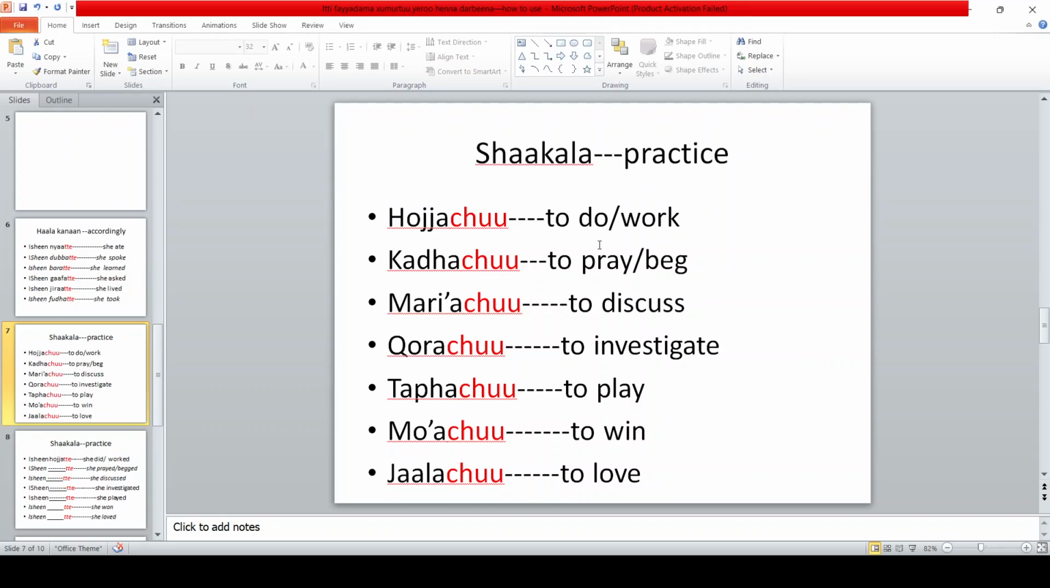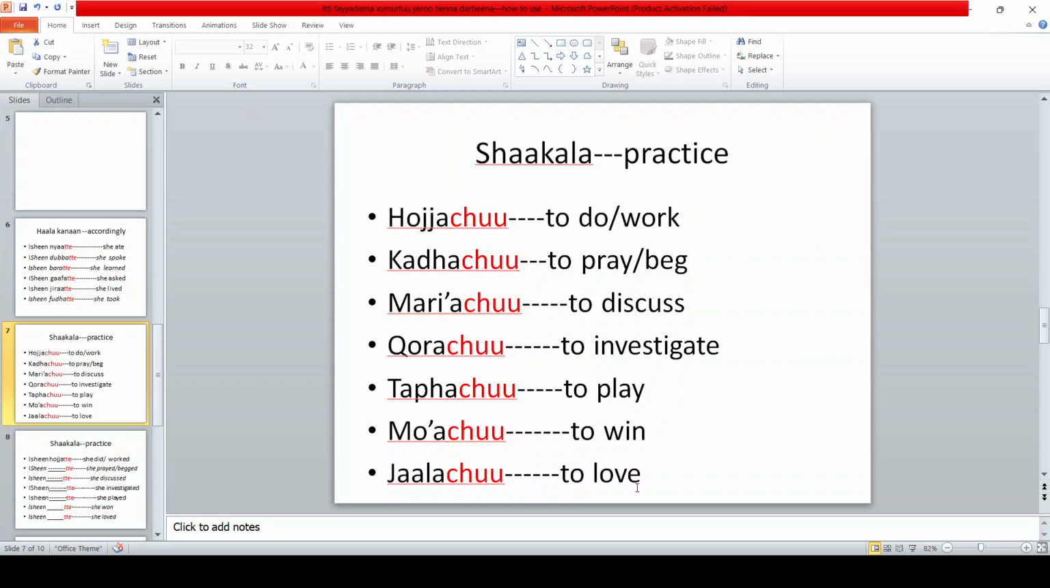So shakala means let's practice. Here is a practice session. Hojjechu, to do or to work. Kadhachu, to pray. Mariachu, to discuss. Qorachu, to investigate, to study. Taphachu, to play. Mo'achu, to win. Jaalachu, to love. So who can change this one now? Who can replace, all right, chu by te and put the sentence in the past form?